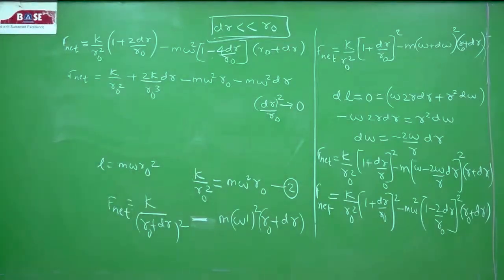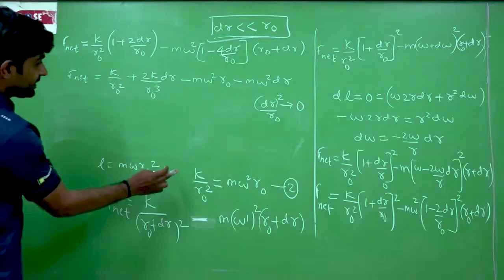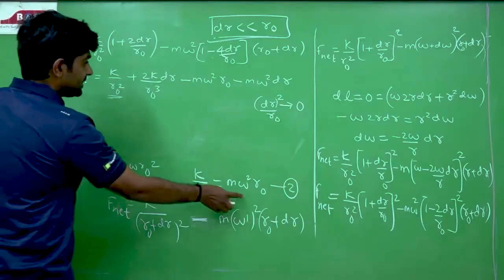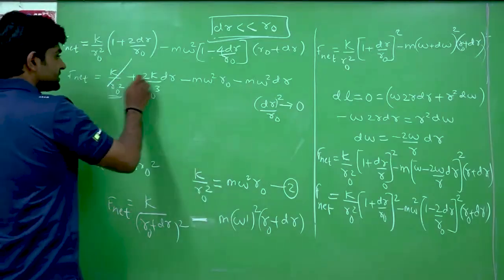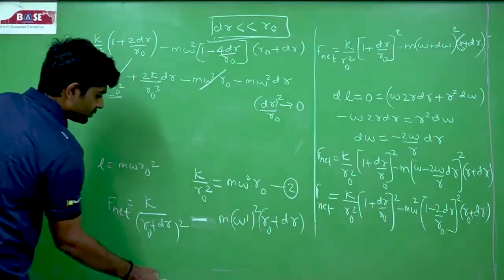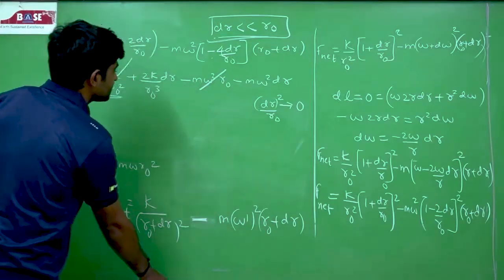Once we have this, we see if there is anything to cancel. We have k by r naught squared, and this term is the same as m omega squared r naught. So this and this get cancelled out from equation 2. We have used this equation already in our system.